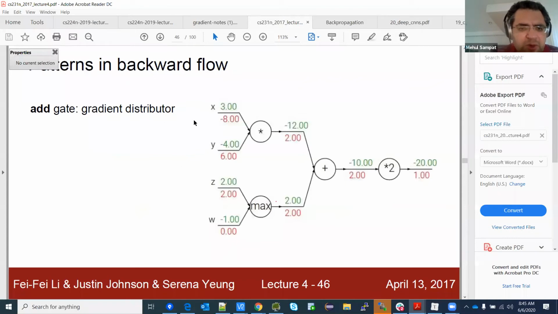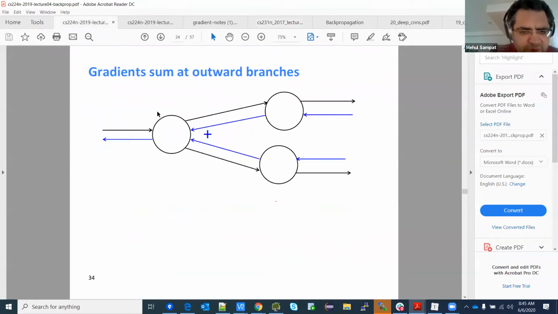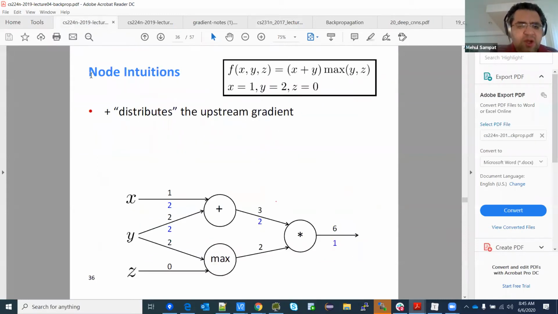Okay, now let me go back to our 224N notes. Both of them give some patterns, or in 224 the professor calls it node intuitions. Basically, we looked at a couple of nodes: a plus node, a multiply node and a max node.